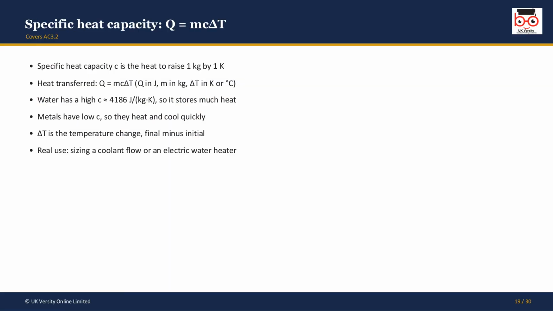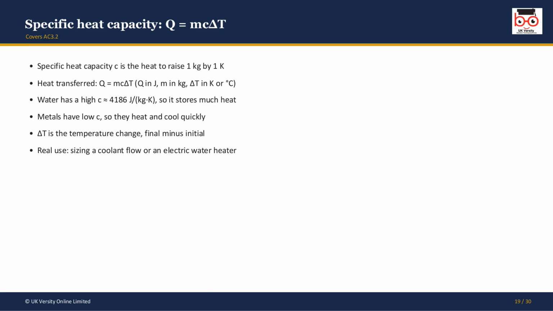Let's move to warming things up and the idea of specific heat capacity. The specific heat capacity, c, is the amount of heat needed to raise 1 kilogram of a substance by 1 Kelvin. The heat transferred is Q equals mc delta T: mass times specific heat times the temperature change.